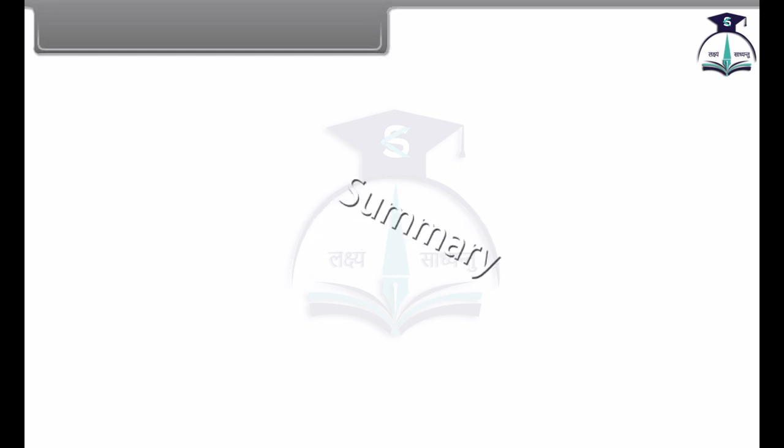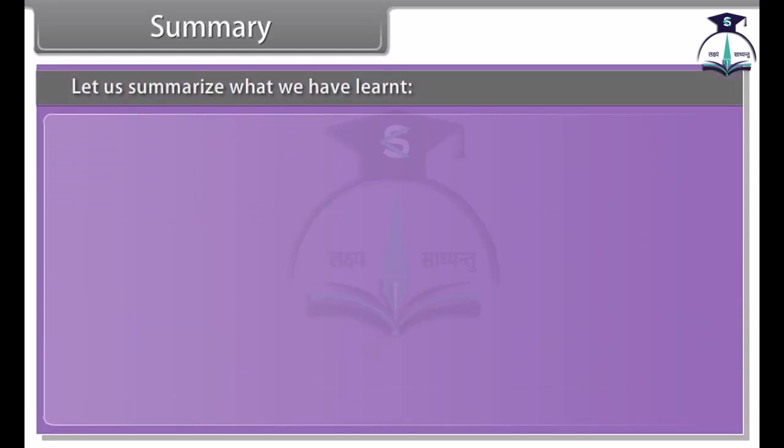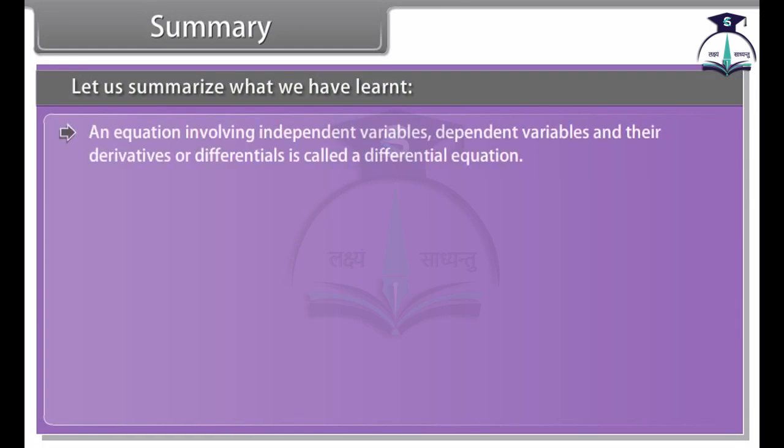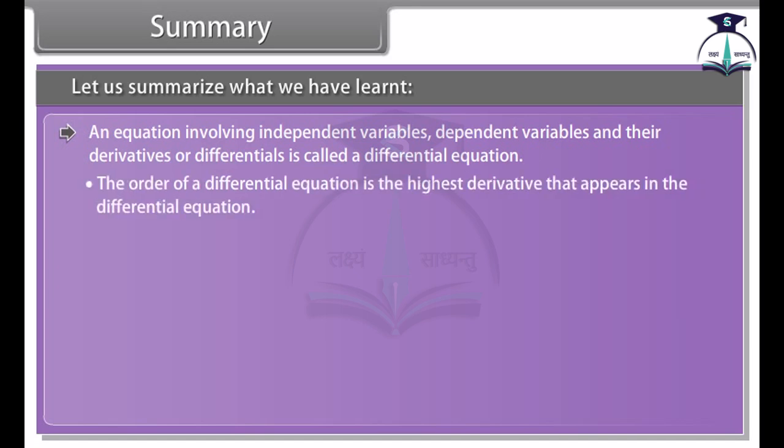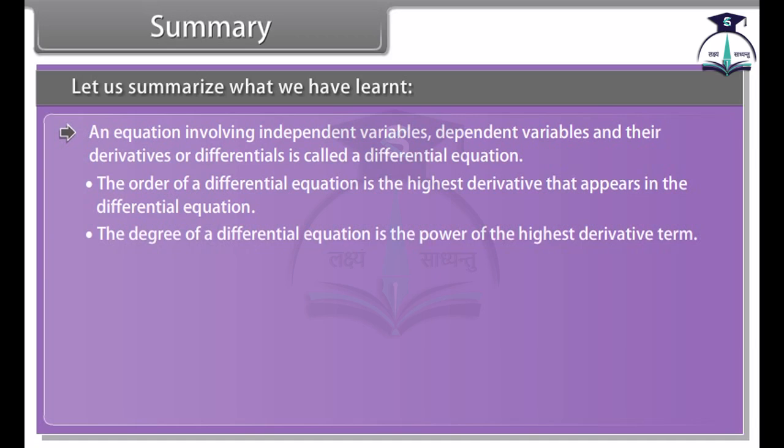Summary. Let us summarize what we have learned. An equation involving independent variables, dependent variables, and their derivatives or differentials is called a differential equation. The order of a differential equation is the highest derivative that appears in the differential equation. The degree of a differential equation is the power of the highest derivative term.